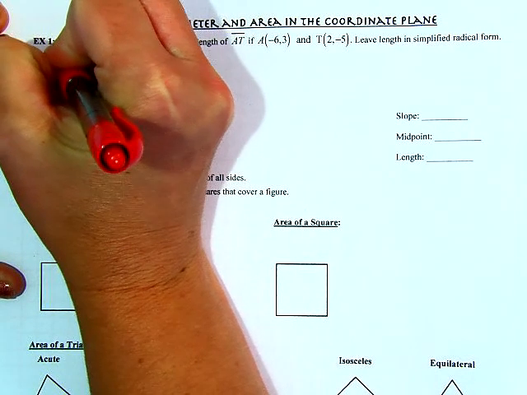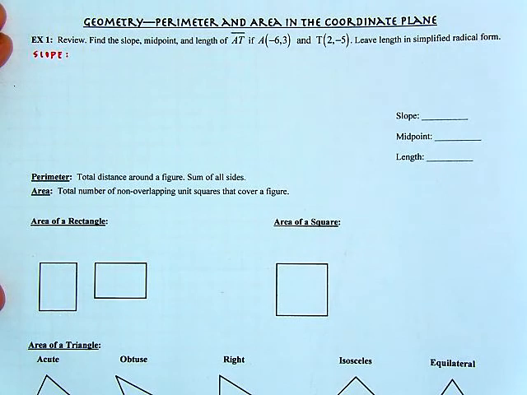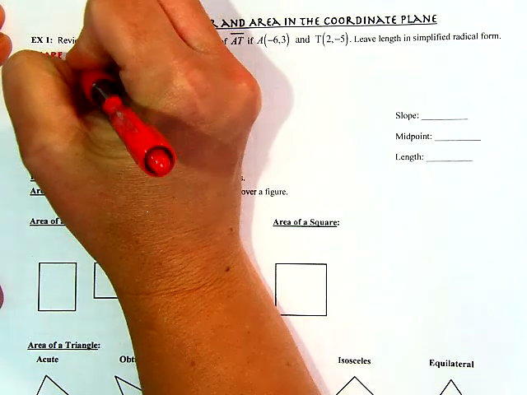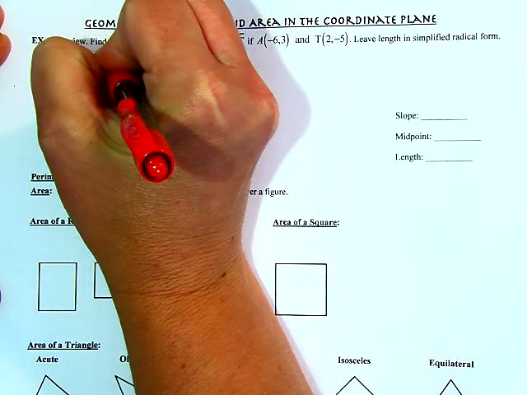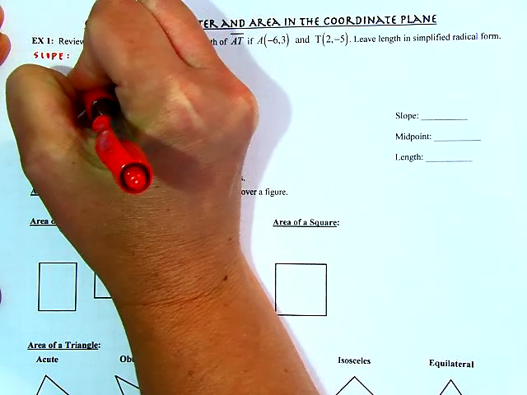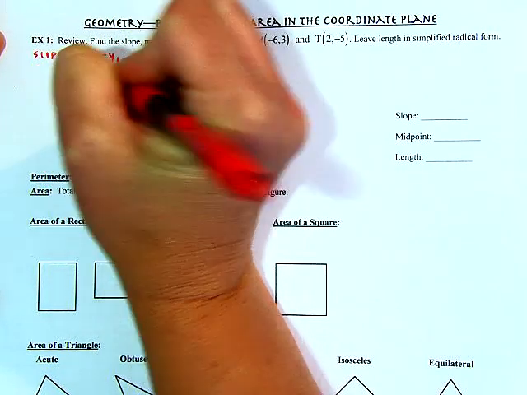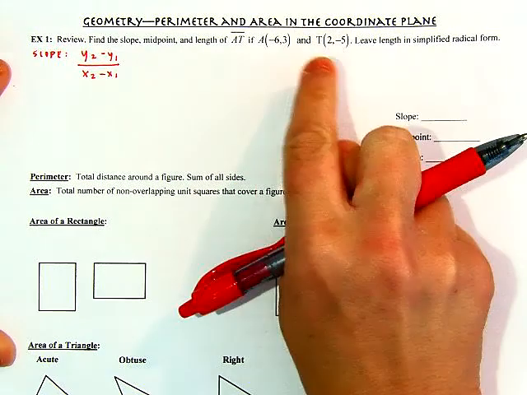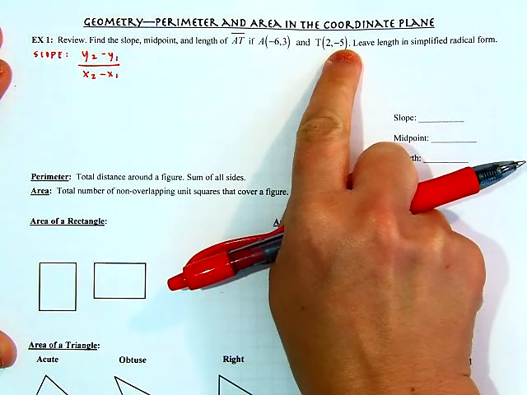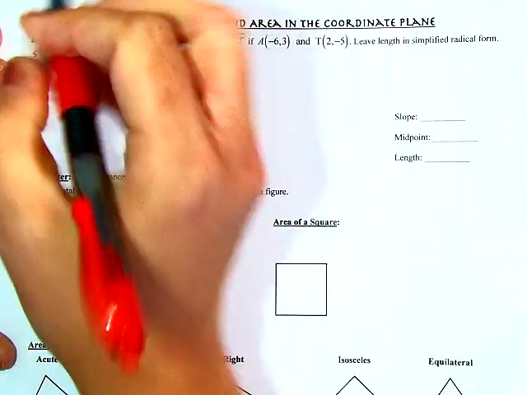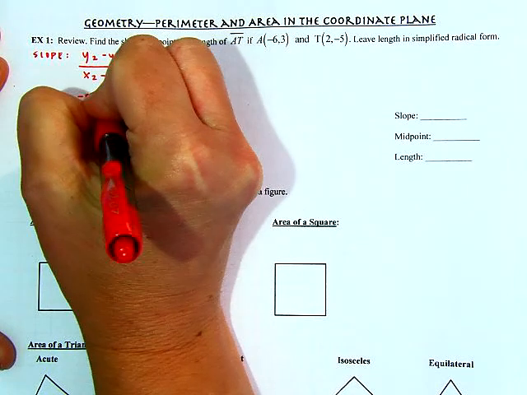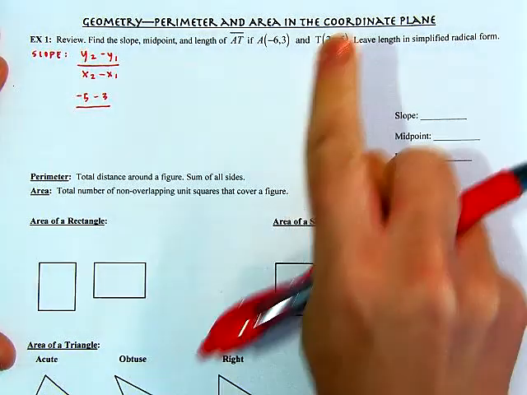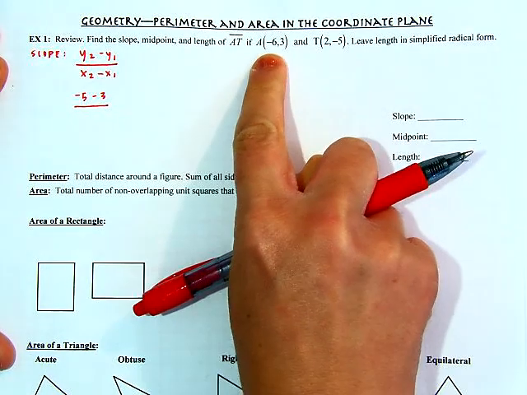So slope we know is change in y over change in x, the rise over the run. So if we want to think of it as a formula, y2 minus y1 over x2 minus x1 is perfectly fine. If I wrote that as y1 minus y2 over x1 minus x2, totally fine also. So now, if I look at the y values first, I can take negative 5 minus 3 divided by 2 minus negative 6.